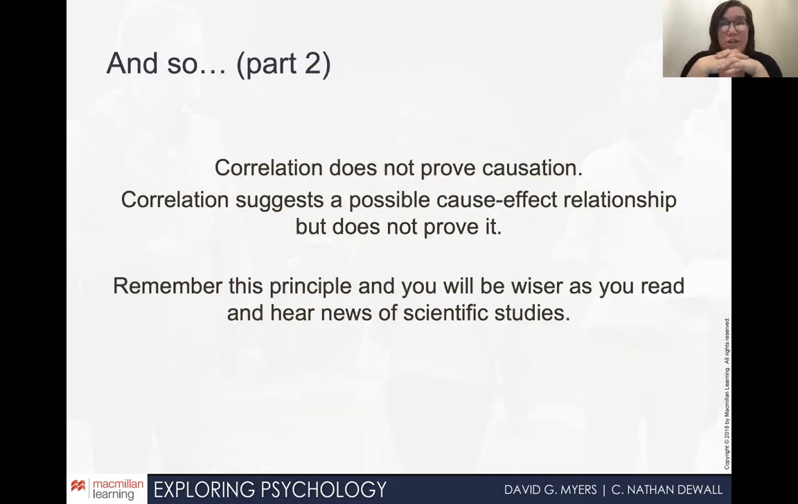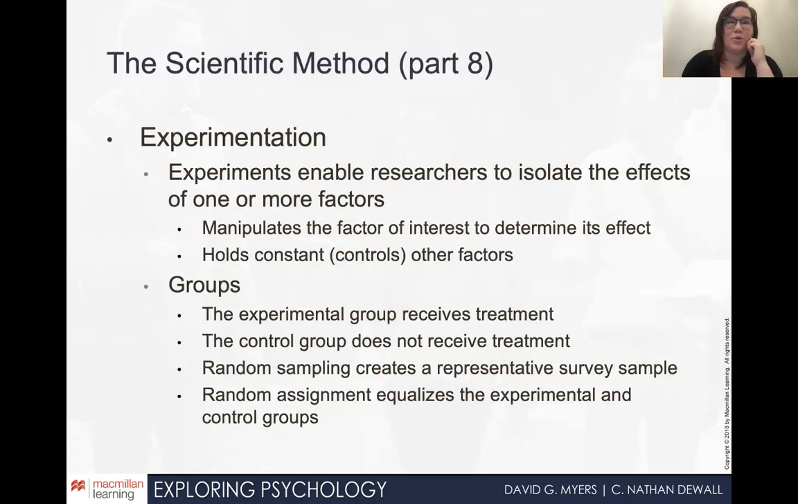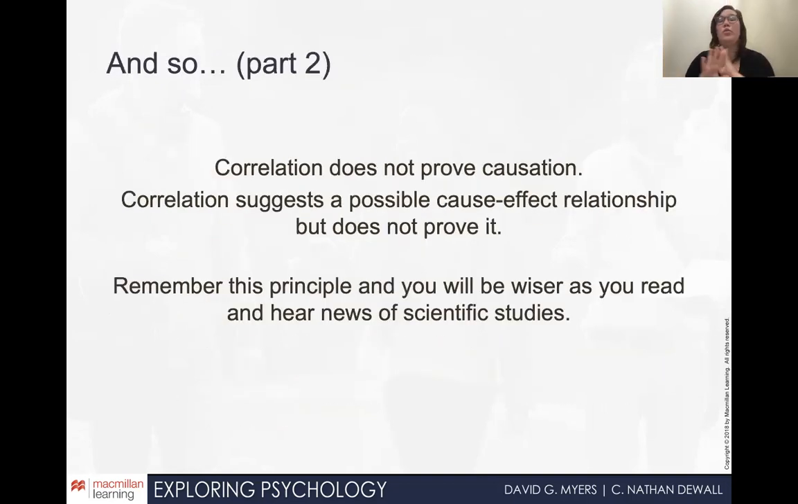So correlation does not prove causation. Just because there is a relationship does not mean this thing causes this thing. Correlation suggests a possible cause-effect relationship, but does not prove it. So remember this principle, and you will be wiser as you read and hear scientific news. An example, and I don't know if I have it in here. Okay, down. So one really good example of correlation does not equal causation.